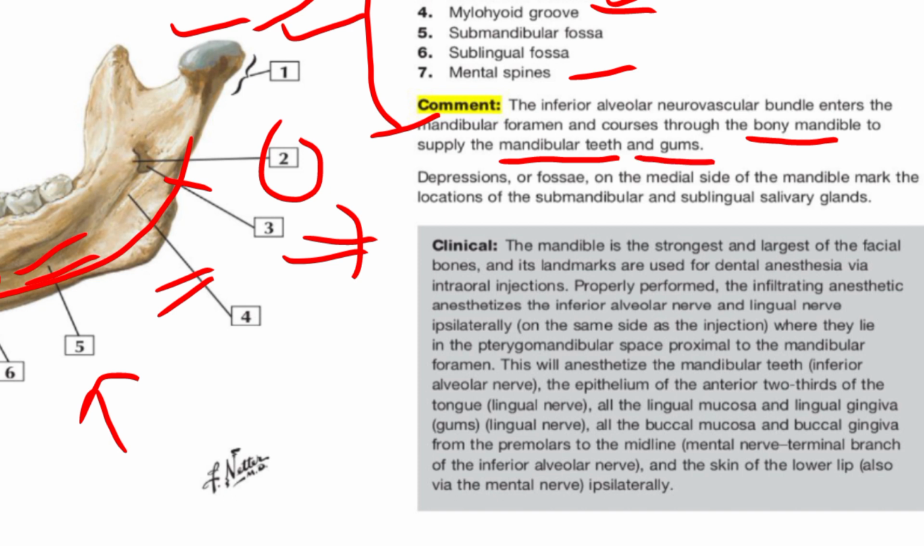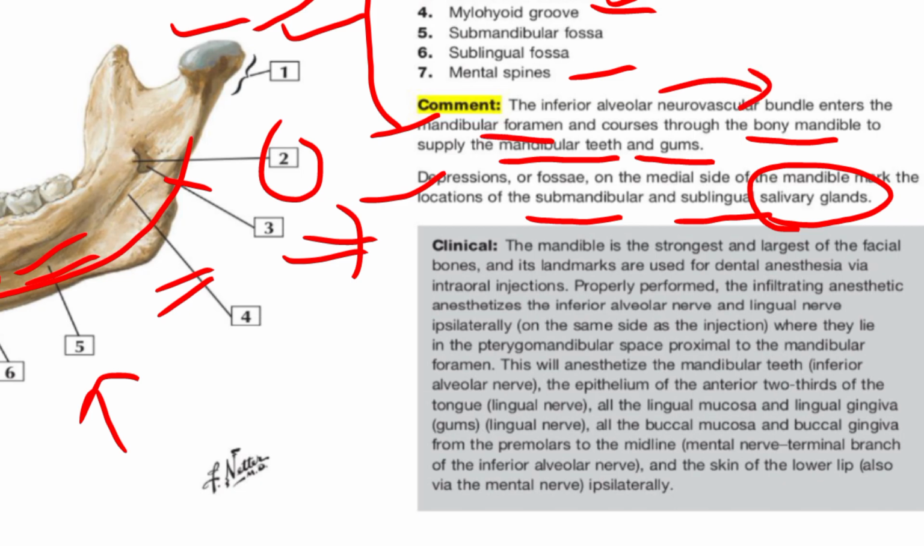Depressions or fossae on the medial side of the mandible mark the location of the submandibular and sublingual salivary glands. These are the salivary glands, and from the fossa, neurovascular bundles enter the bone and supply the structures.